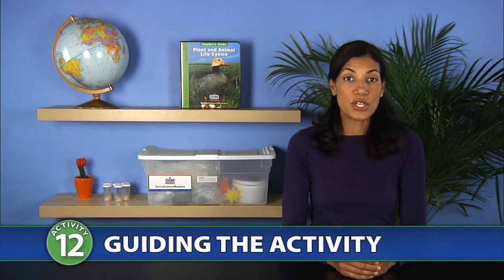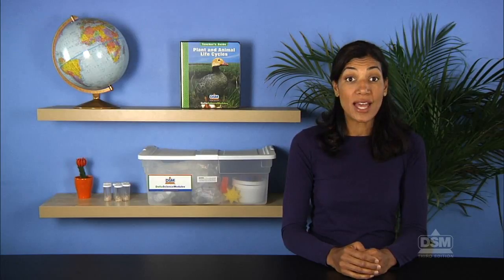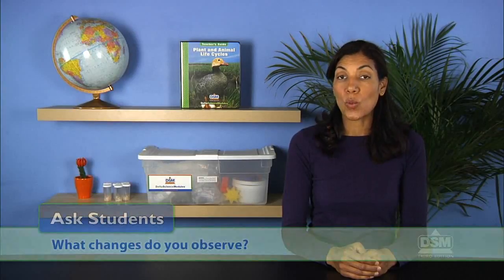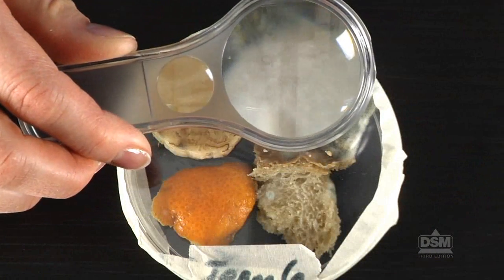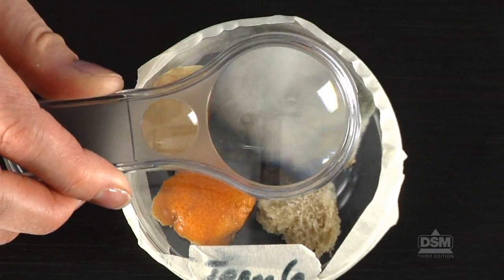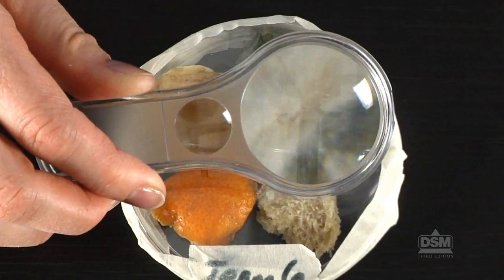To begin Session 2, have each team retrieve their petri dishes and a magnifier. Make sure the students do not open the dishes. Instruct the class to examine their food scraps and ask, what changes do you observe? Students should notice a white, pink, or blue fuzzy or powdery substance growing on the food scraps. Encourage students to observe other petri dishes, noting how different foods may have undergone different changes.